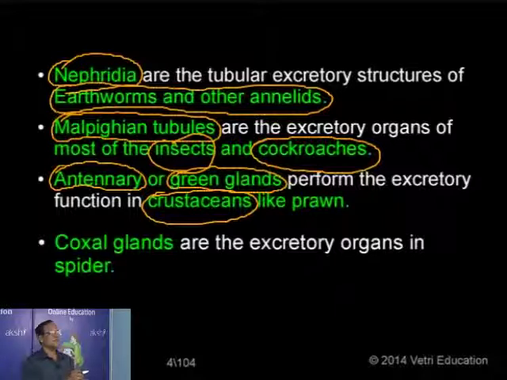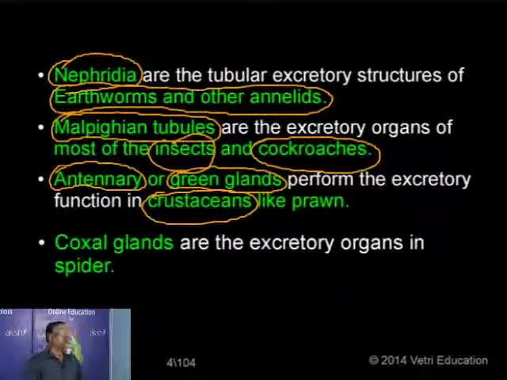So we can see diversity in excretory structures, particularly in the group Arthropoda. In Arthropoda we have a number of organisms, and not all have the same type of excretory organs. There is diversity in the excretory organs of arthropods.